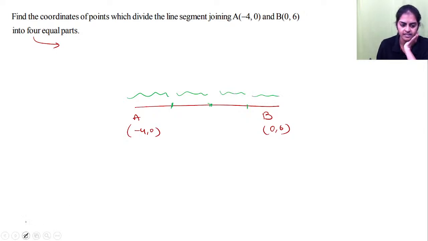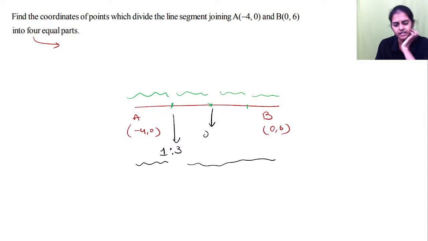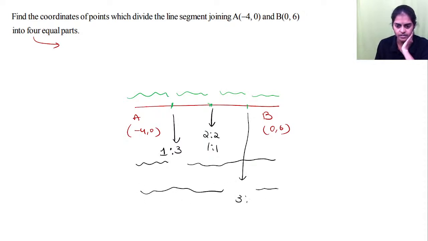Okay, so if I take the ratio here, this is nothing but one part, and here you have three parts, isn't it? This is one part and the total is three parts. If I take the ratio here, it is 2 is to 2, or I can simply write it as 1 is to 1. If I take the ratio here, from here to here 3 parts is to this 1 part, so 3 is to 1. So substituting the points P, Q, R, you get P, Q, R with these ratios.